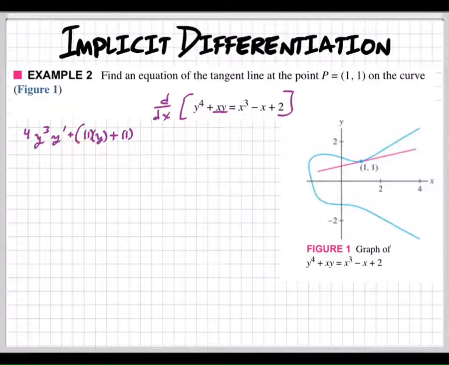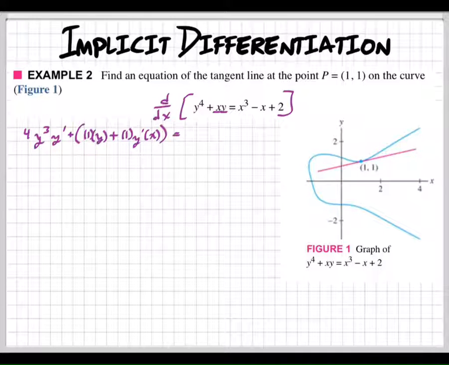But wait a second. When you take the derivative of y, what are you also supposed to do? Multiply it by y prime. And then you also have your x. So I have to multiply it by the first function. So there's your product rule. Now let's finish the job.